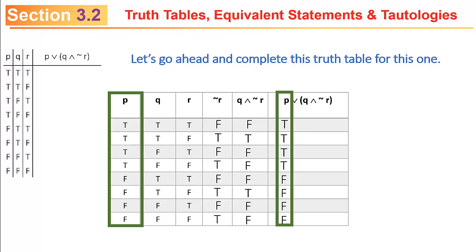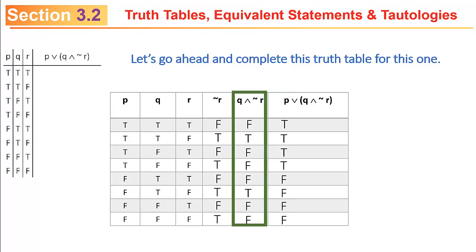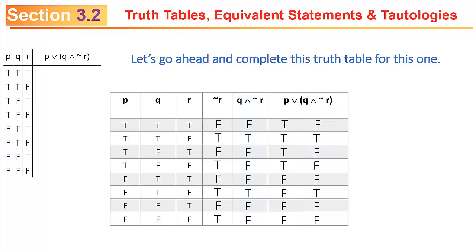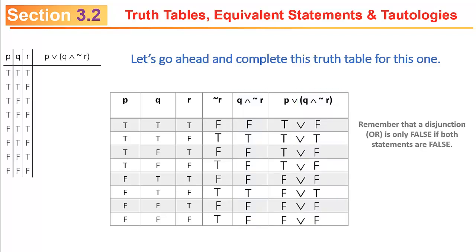Then I notice I have a Q and not R column, and I can move it underneath the corresponding statement. And then I notice there is an OR symbol between them. And remember, for an OR, it's only false if they're both false. So I scan through them. That's not both false, so it's true. True is not both false, so that's true.